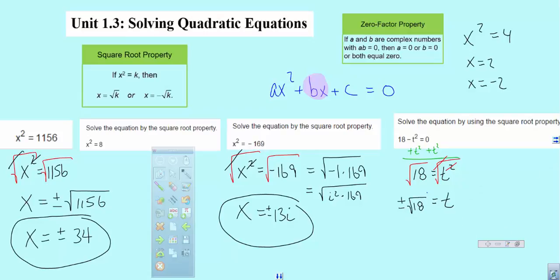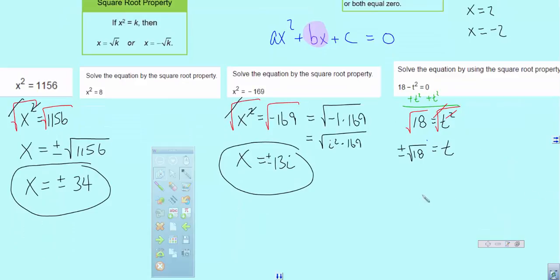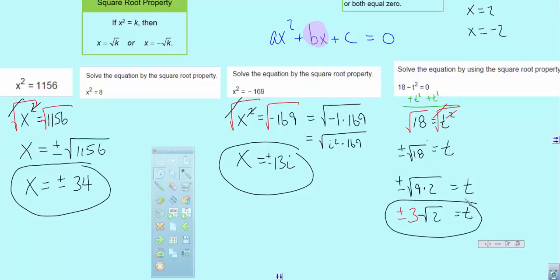Now remember back to section 1.2, we talked about breaking down radicals like this. And so in this case right here, we break that down and realize that inside of that radical, there's a 9 times a 2. We're looking for perfect squares, remember? So 9 times 2, the square root of 9 is 3, so I get plus or minus 3. And the square root of 2 just stays inside. Alright, so that'll wrap up for right now our first video on square root property.